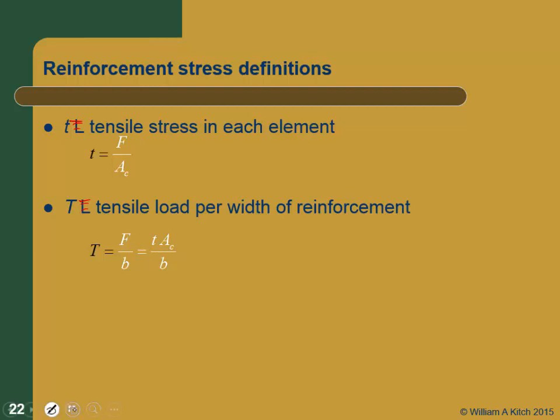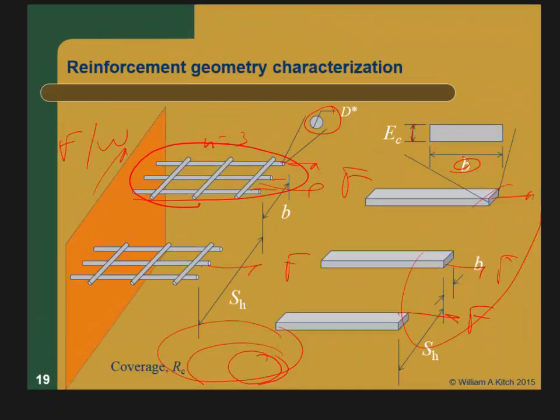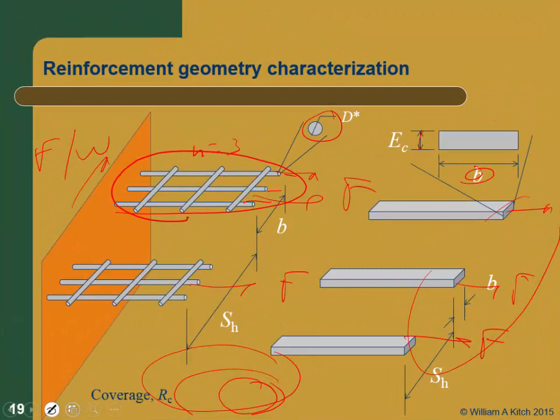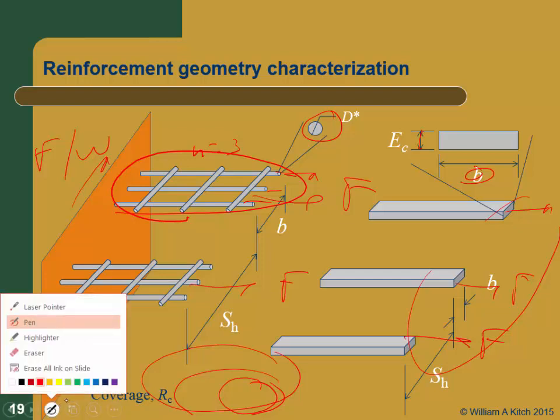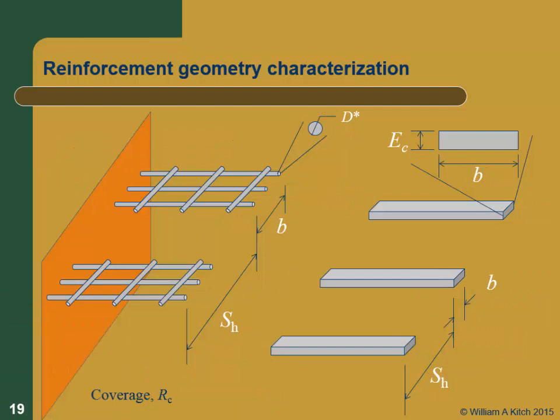Let's go back to our figure here. So big T is the load per element, and little t is the load per unit width.